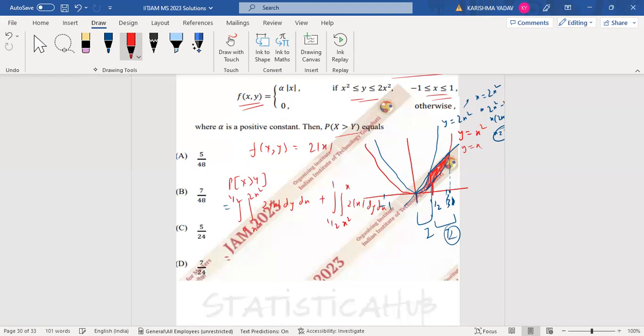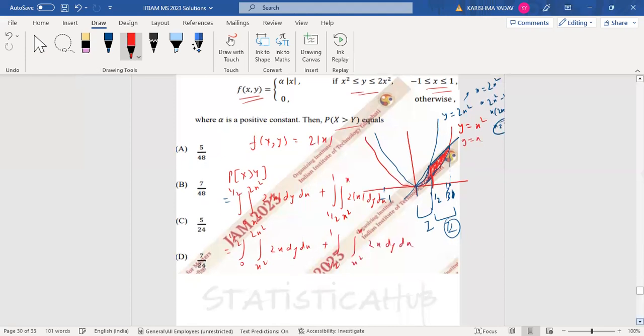We don't have to break the mod because x is taking all the positive values here, that is 0 to 1 by 2, and 1 by 2 to 1. So f of x will be equal to 2x here and 2x here too. The mod will wear out because there are no negative values here. So that will be equal to the integral from 0 to 1 by 2 of x square to 2x square, 2x dy dx, plus the integral from 1 by 2 to 1 of x square to x, 2x dy dx.